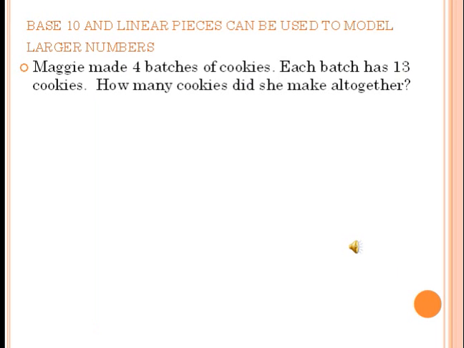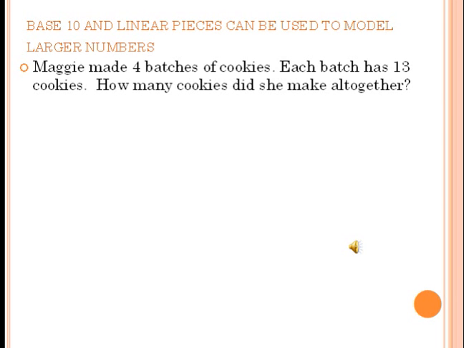Now we're going to show you how we help students solve larger multiplication problems. In this story problem, Maggie made 4 batches of cookies, and in each batch of cookies, there was 13 actual cookies per batch. We want to figure out how many cookies did she make altogether.